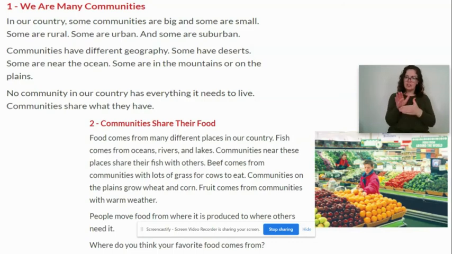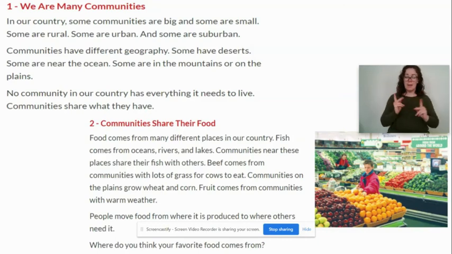Communities share their food. Food comes from many different places in our country. Fish comes from oceans, rivers, and lakes. Communities near these places share their fish with others. Beef comes from communities with lots of grass for cows to eat. Communities on the plains have lots of grassy areas, grow wheat and corn. Fruit comes from communities with warm weather, and we saw that on the previous slide where oranges are produced in Florida. People move food from where it is produced to where others need it.